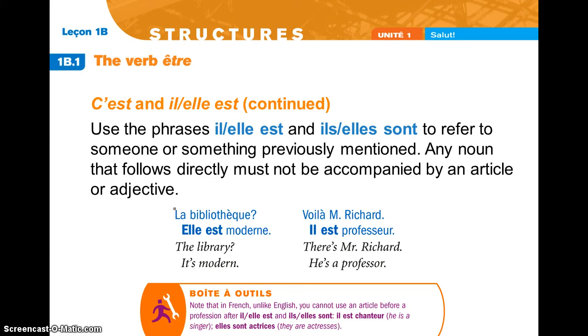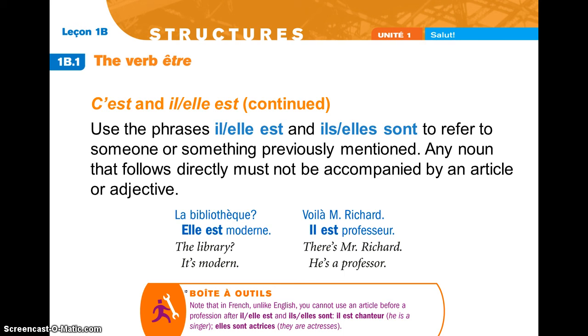So let's look here. La bibliothèque, elle est moderne. We're saying the library, it's modern. Voilà Monsieur Richard. Il est professeur. This means there's Mr. Richard. He's a professor. Do you notice how in English we have the word a here? But we will not have that in the French.